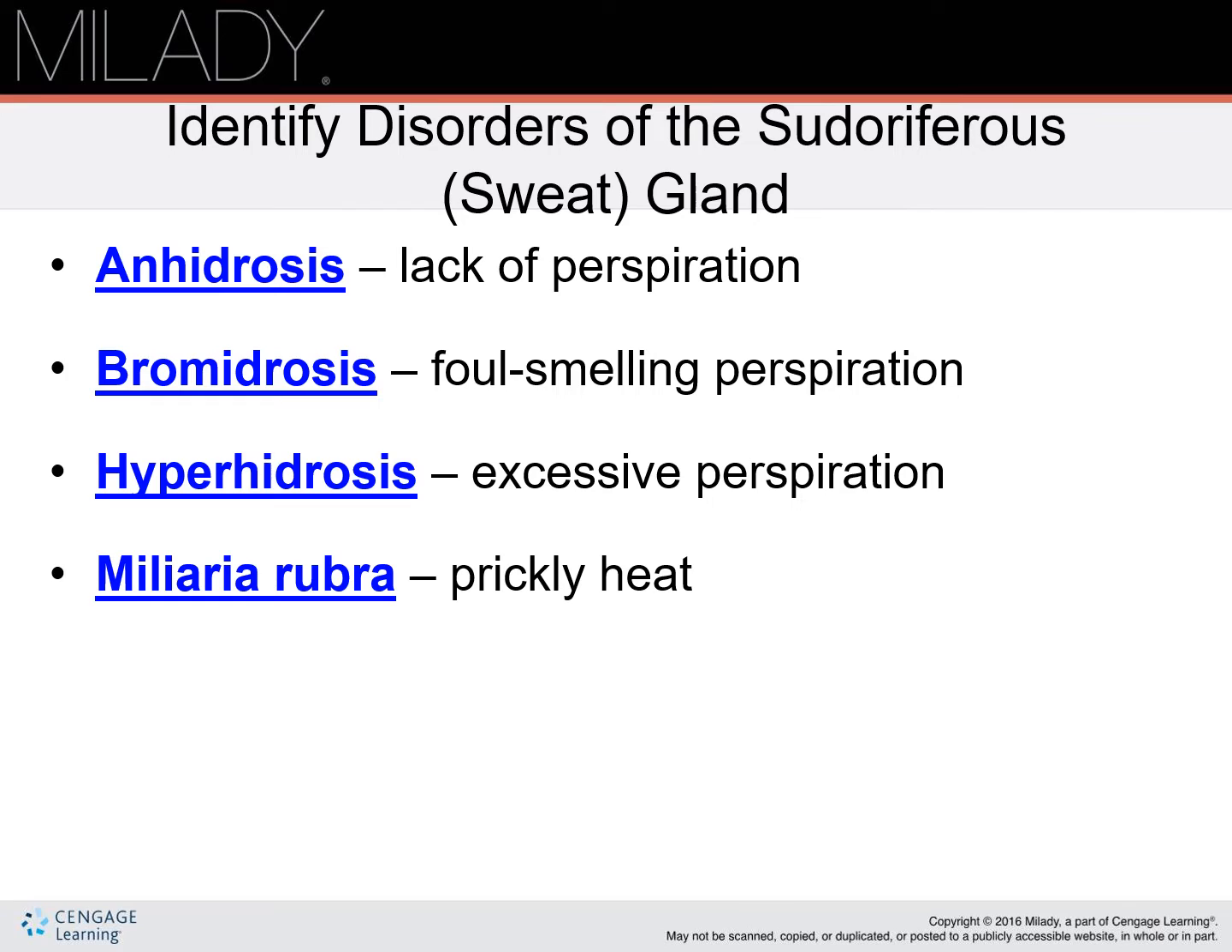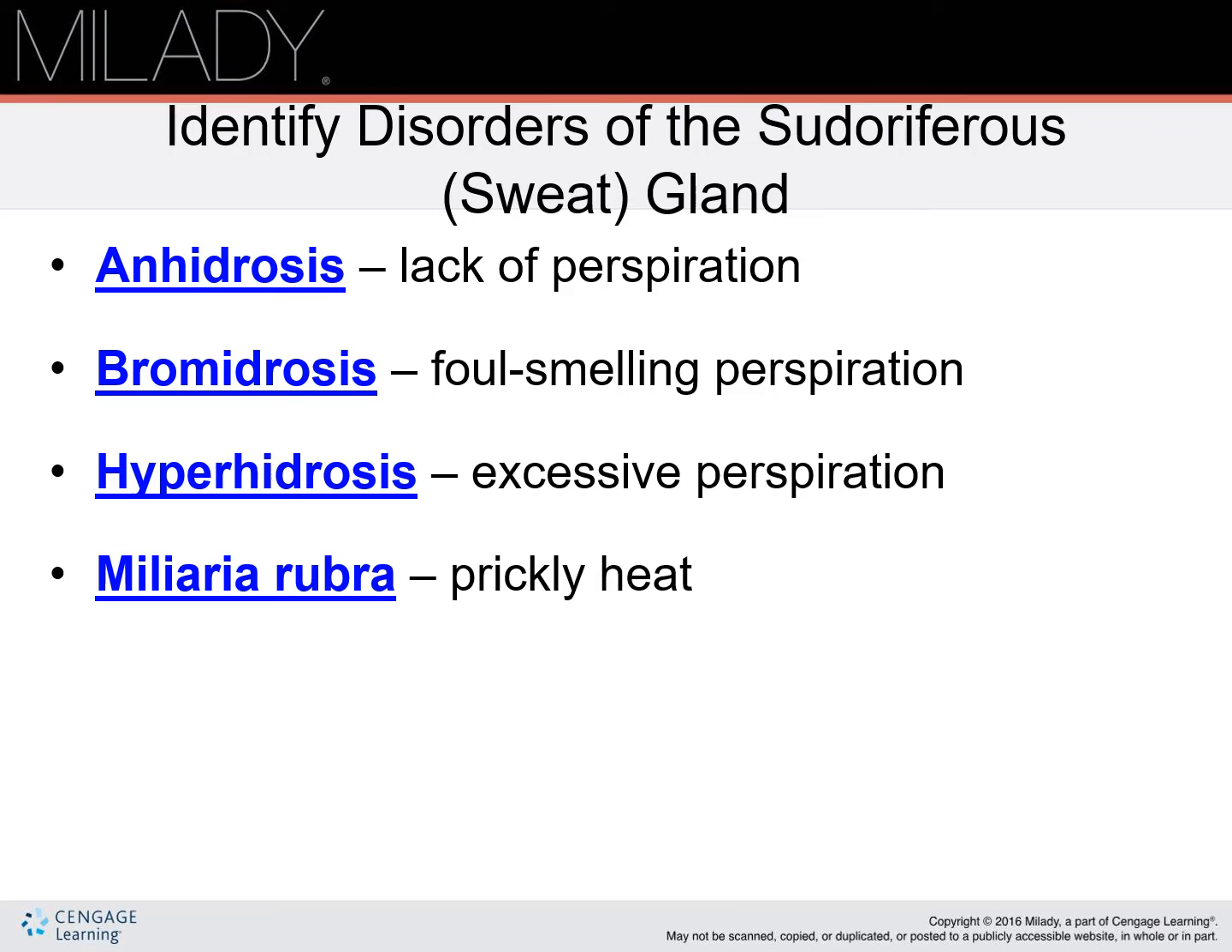Bromidrosis. This is foul-smelling perspiration. So body odor, basically. It is usually noticeable in the armpits or on the feet and is generally caused by bacteria. Sometimes this can need a medical referral as well. Hyperhidrosis. This means you sweat too much. Okay? It's caused by heat or general body weakness. It requires a medical referral as well.